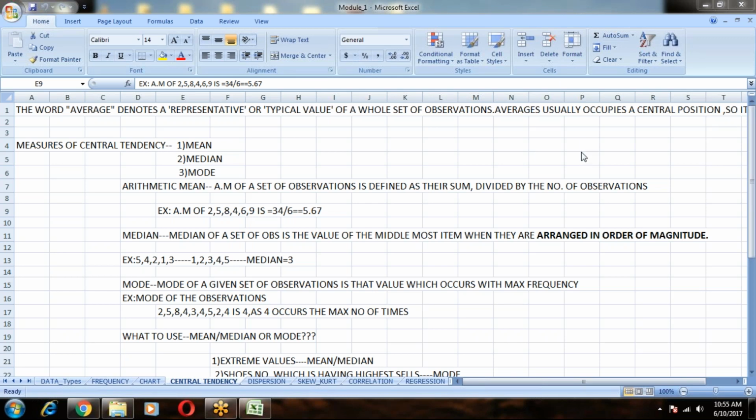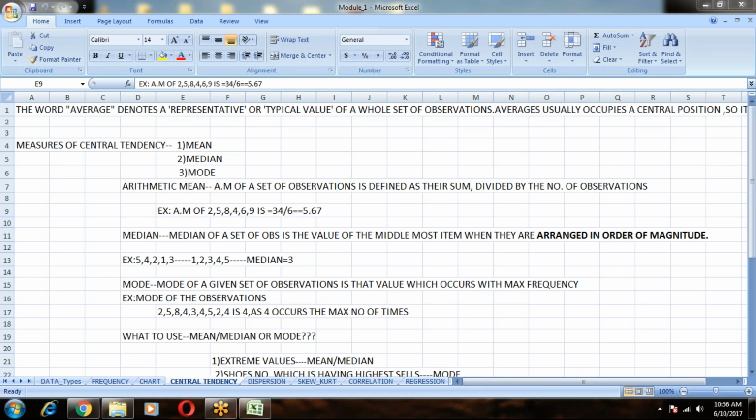So when you are in the analytics domain, you have to deal with the data. You will get a set of data and you have to understand the nature of this data on average, how is it, right? So it is actually a representative or typical value of a whole set of observations, right? In statistics, the theory based on average is called central tendency, because average always takes the central position, right? Now there are mainly three measures of central tendency, the very famous three concepts: mean, median, and mode.